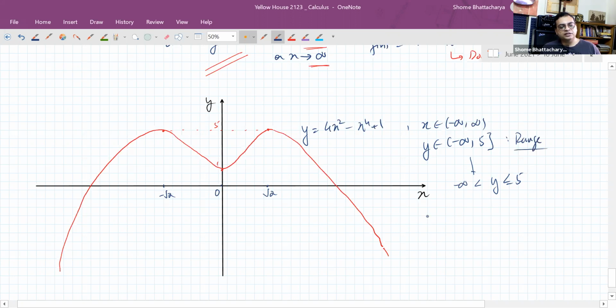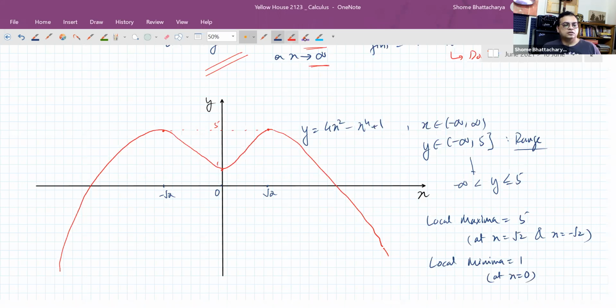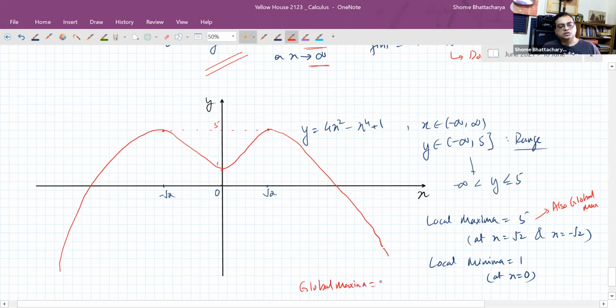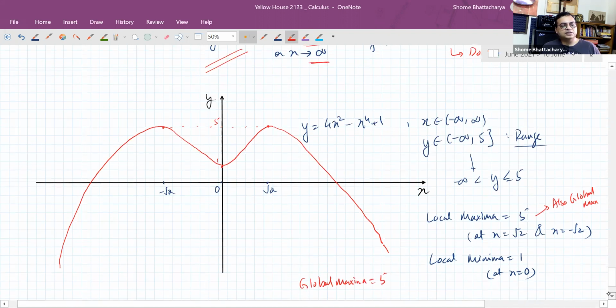So you can see that apart from the fact that it has local maxima equal to 5 at x equal to root 2 and again repeated at x equal to minus root 2, and the fact that it has local minima equal to 1 at x equal to 0. But apart from this, it's also that this is also the global maximum. So global maxima is 5, whereas global minima is tending to minus infinity.